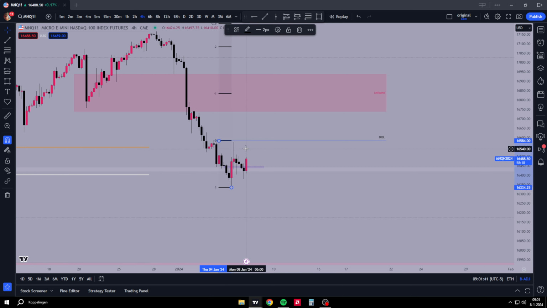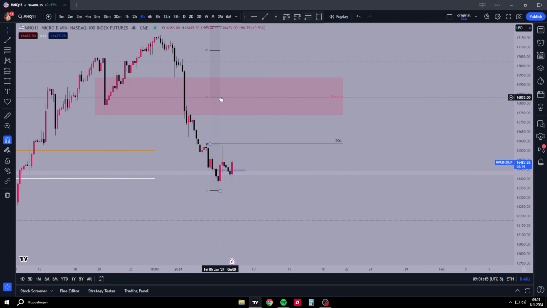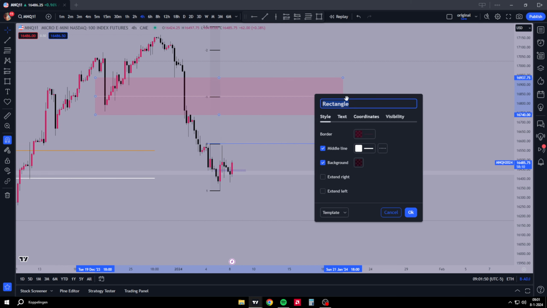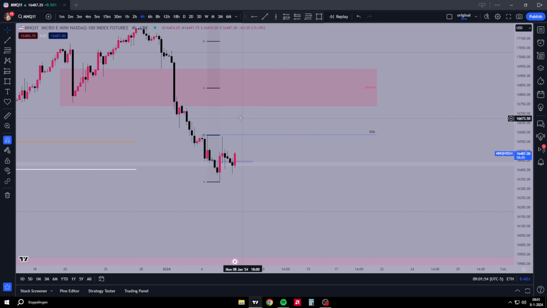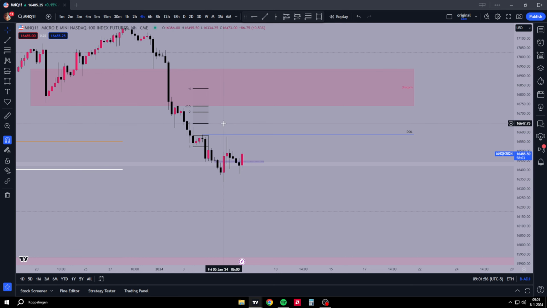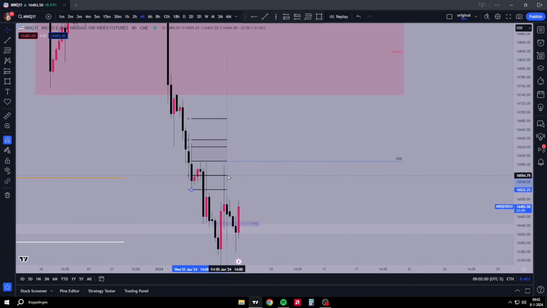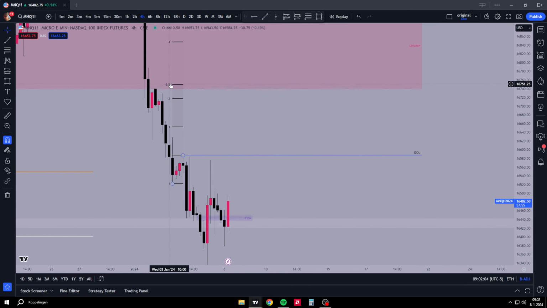If we project it from B to C, so A to B, B to C, and then we basically react off, then we basically have this unicorn consequent encroachment. So it all lines up with this unicorn as well. We'll just have it like here. Oh yeah, I actually projected this wrong. It's right there. It's from this to this.